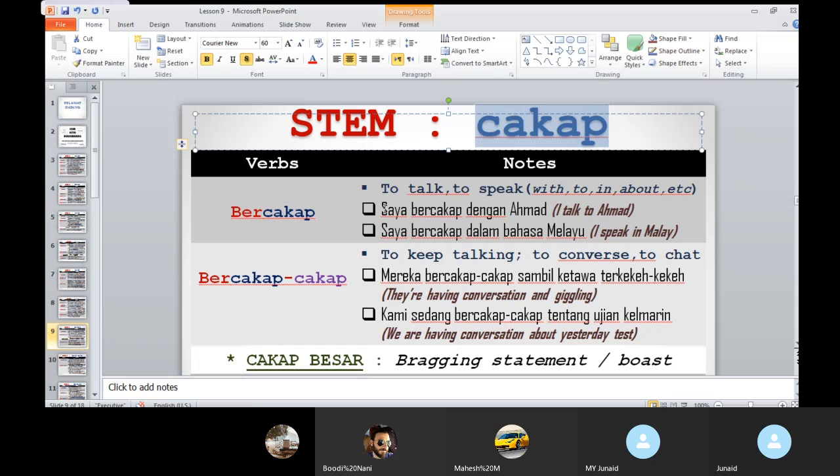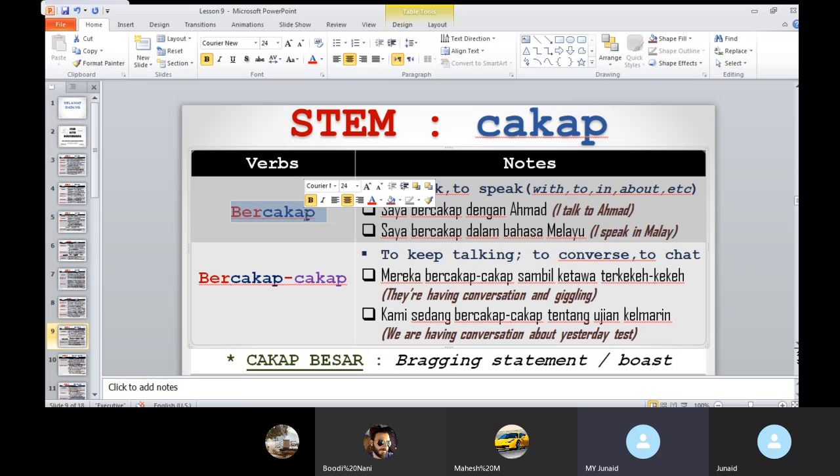Bercakap is a formal way to say cakap, to talk. Saya bercakap dengan Ahmad. I talk to Ahmad. Saya bercakap dalam bahasa Melayu. I speak in Malay. So in spoken Malay, we just say cakap. We don't say bercakap. Saya cakap dengan Ahmad. Saya cakap dalam bahasa Melayu.